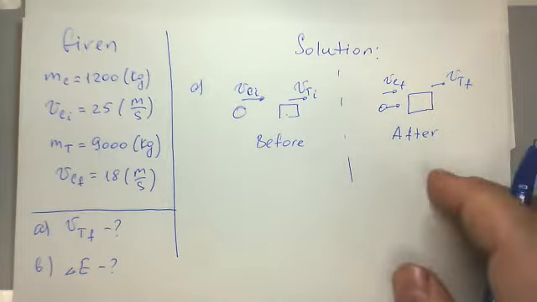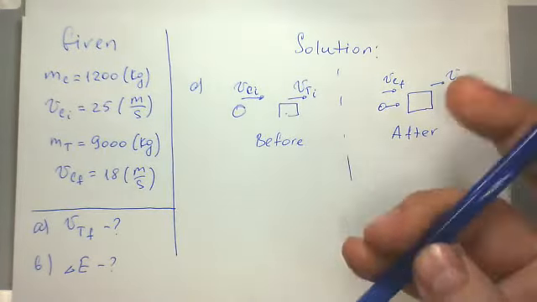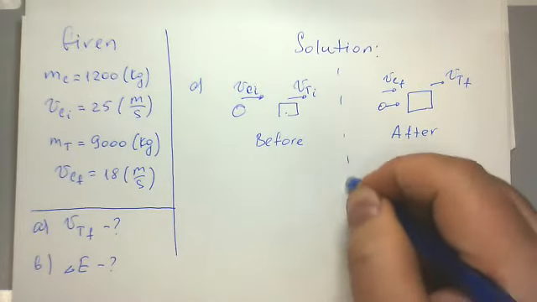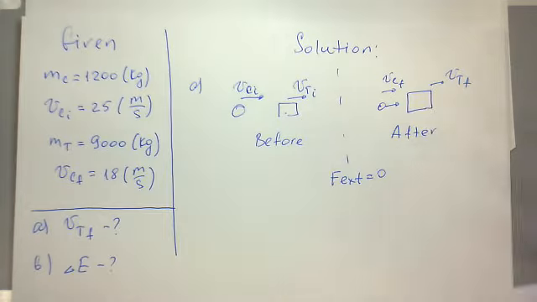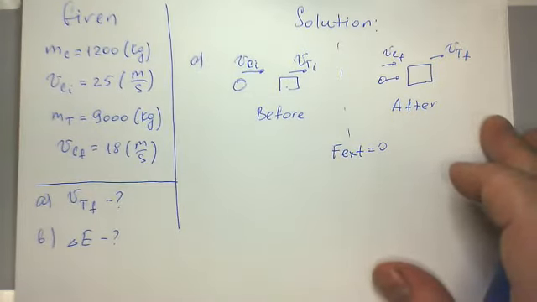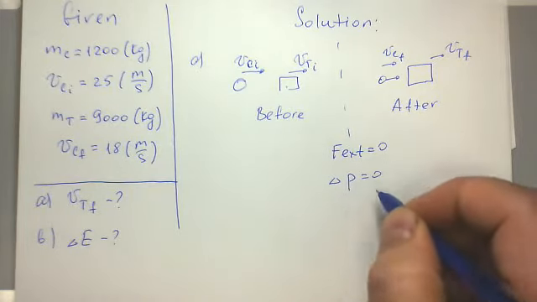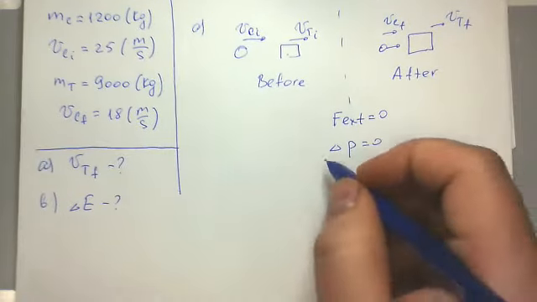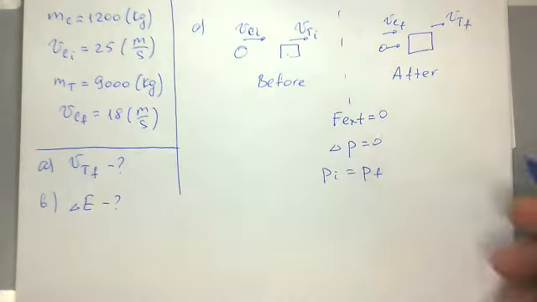So with respect to the system, we can say that there is no external force acting on the system, which means that F external is 0. So there is no change of the impulse, of the momentum of the system. The change is 0. And from this statement, the initial momentum equals the final momentum of the entire system.